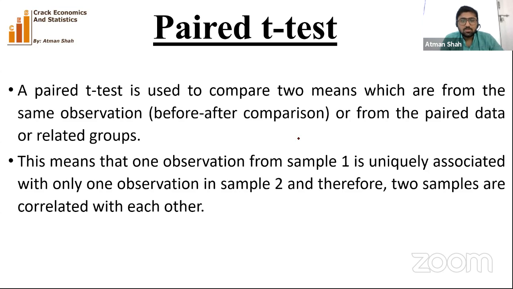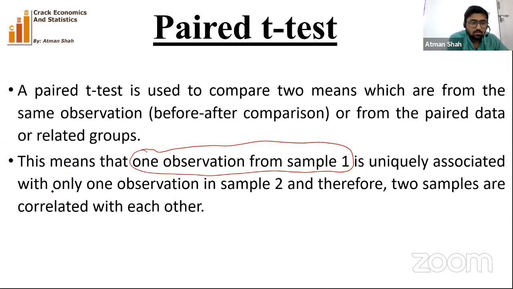So one observation from sample 1 is uniquely associated with only one observation in sample 2, and therefore the two samples are correlated with each other. Here the observation of sample 1 is uniquely associated with the observation of sample 2. That association makes a pair.